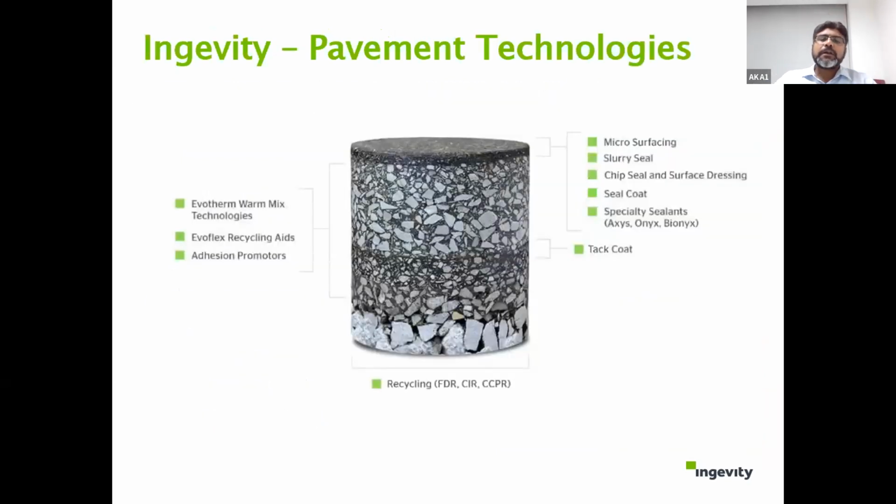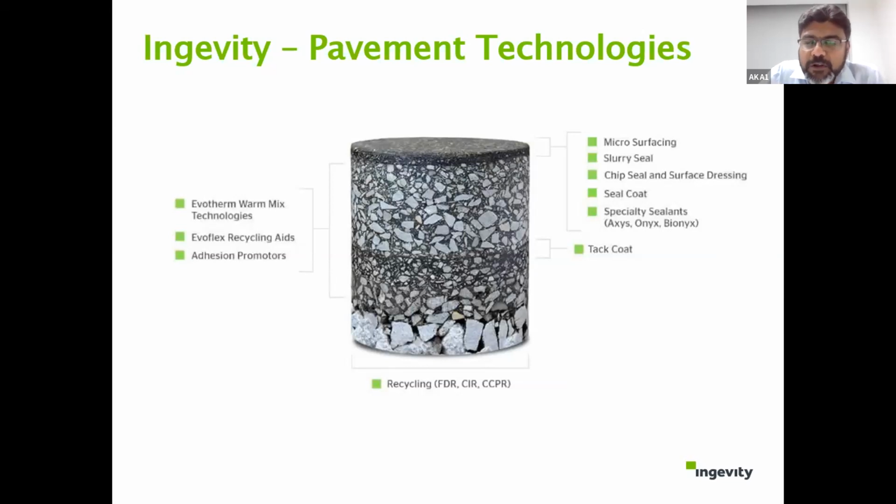So this picture clearly shows how exactly we do that. This is a typical DBM and BC layer with a surface treatment on the top. So this picture clearly shows what kind of applications happen at which regions or zones you see.